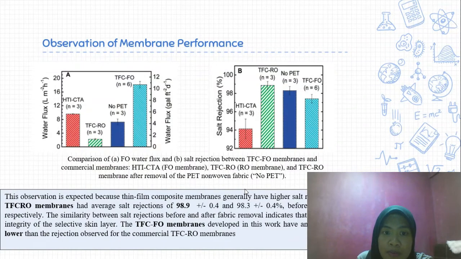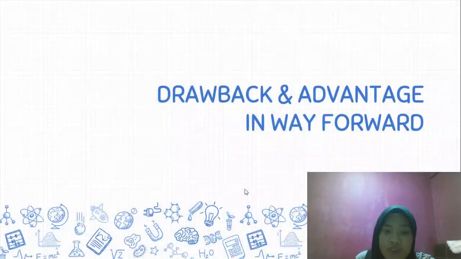Okay, next, observations of the membrane's performance. It shows the comparison of the forward osmosis water flux and also salt rejection between the TFC FO membrane and the other commercial membranes. From the observation, it is expected that the thin film composite membrane generally has higher rejection rates than the asymmetric membranes. The TFC RO membrane has an average salt rejection of 98.9%. Meanwhile, the TFC FO membrane developed has an average salt rejection of 97.4%, which is slightly lower compared to the TFC RO.